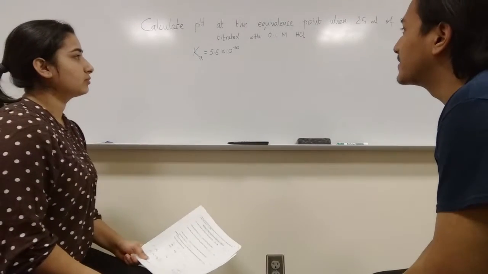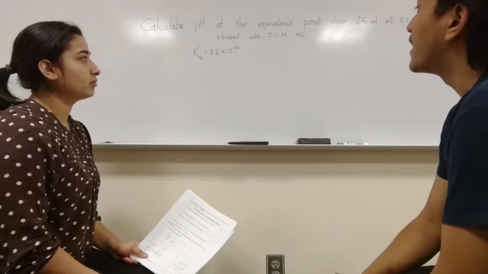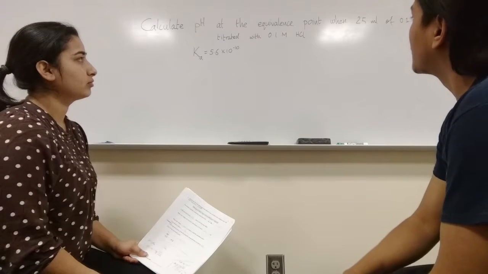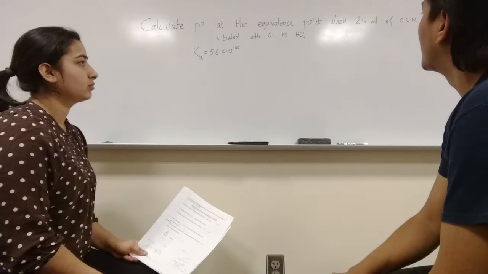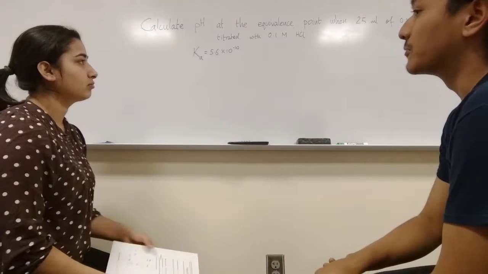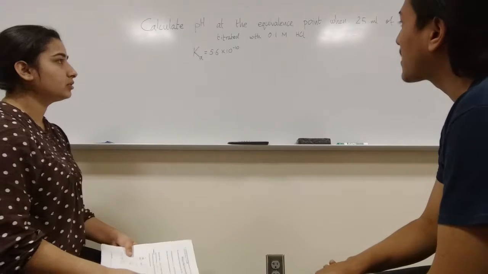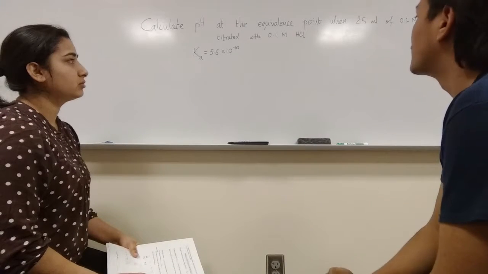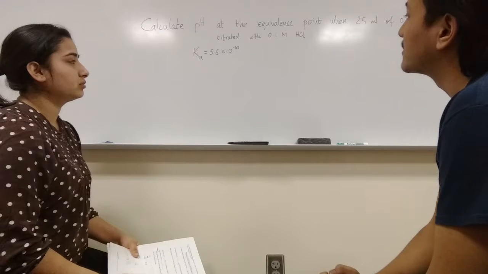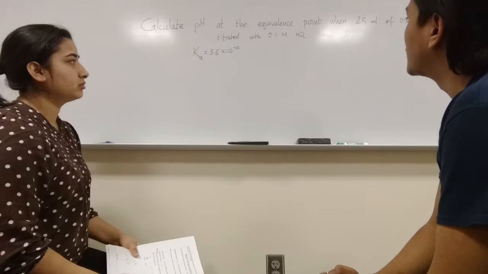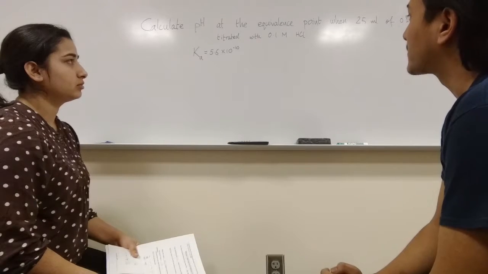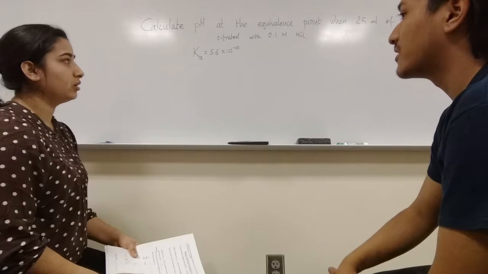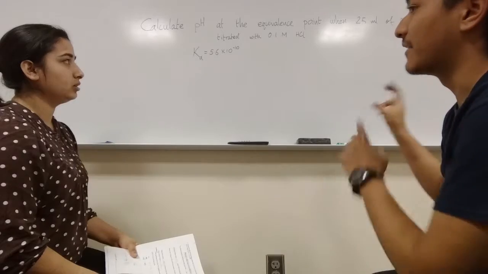Alright, so let me see. You have to calculate the pH at the equivalence point when you have 25 mL of 0.1 molar NH3 titrated with 0.1 molar HCl. Let me see if you can find the NH4 concentration first after these two have reacted.